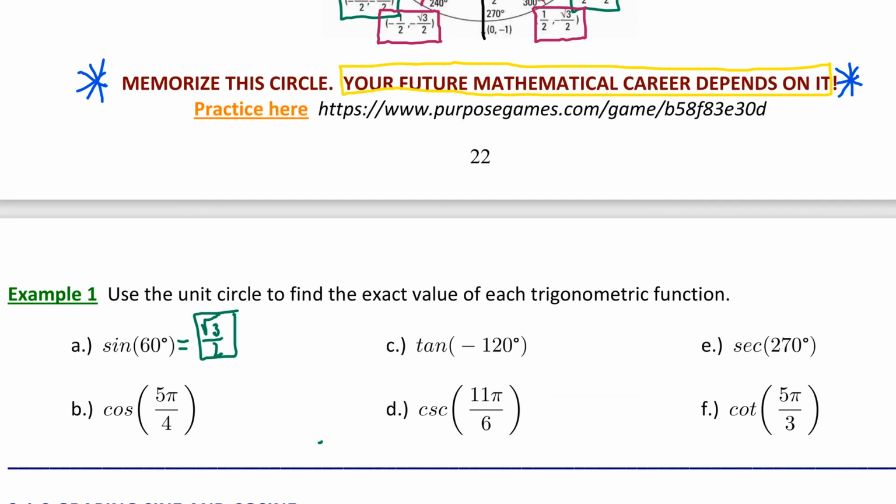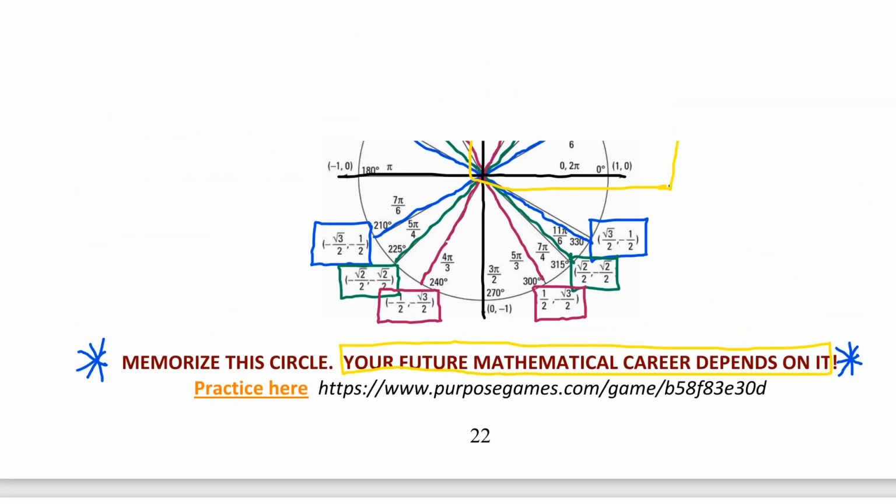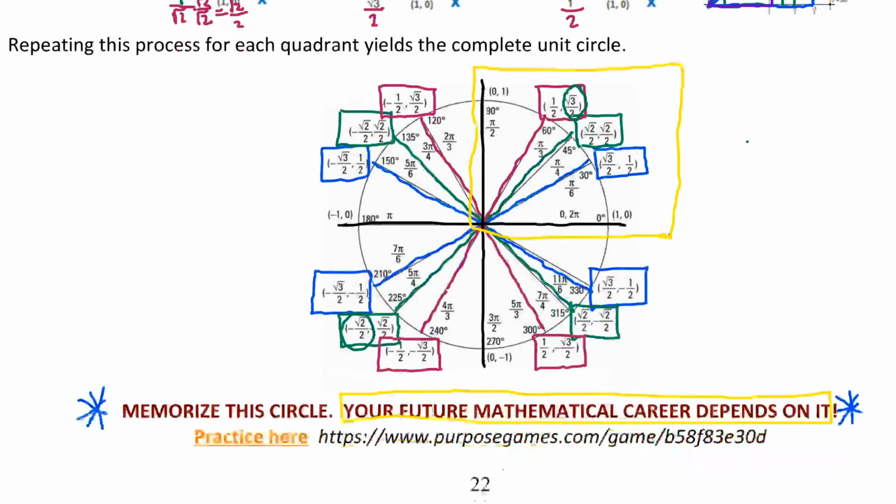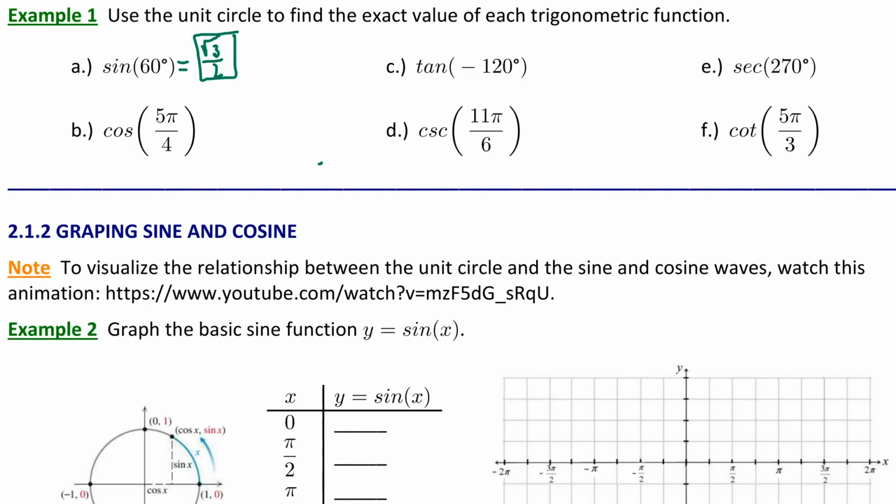Example B, we want to find cosine of 5 pi over 4. So if we locate 5 pi over 4 on our unit circle, cosine indicates we're looking for the x-coordinate. The x-coordinate there is negative square root of 2 over 2. So cosine of 5 pi over 4 is negative square root of 2 over 2.